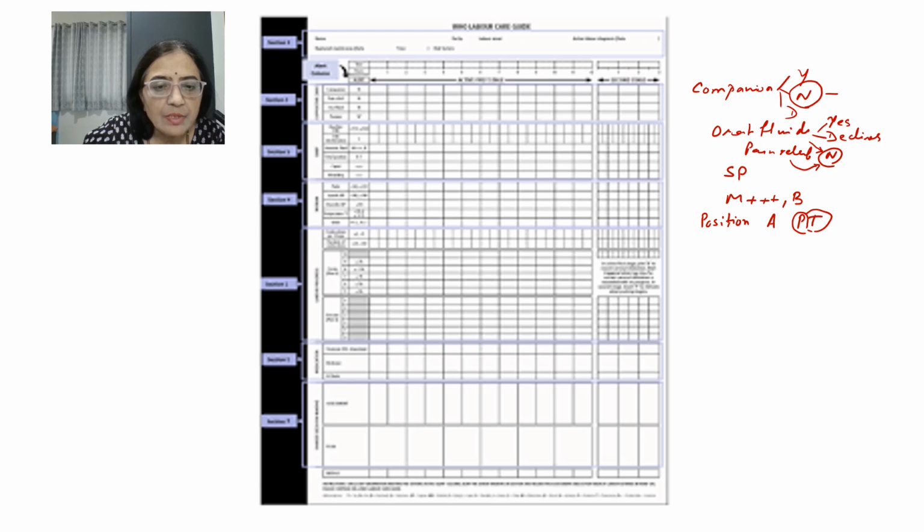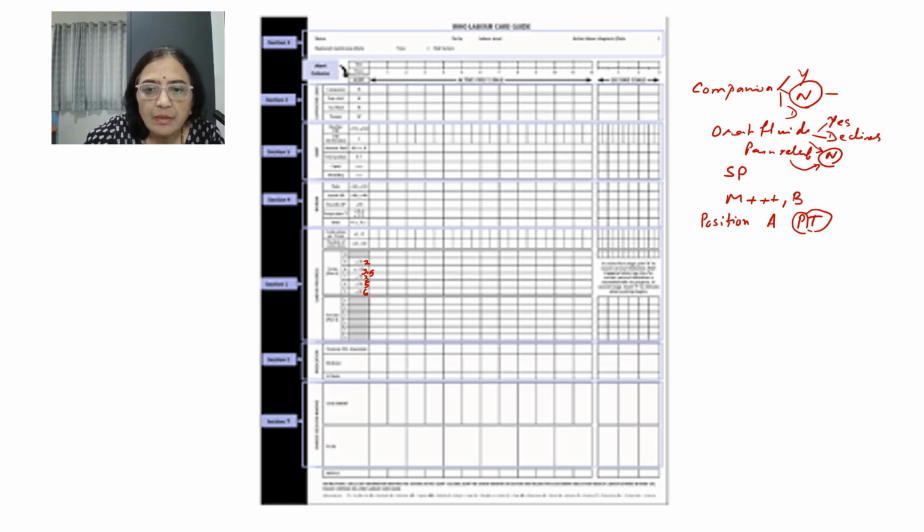Progress of labor, we have cervical dilatation starting from 5, and these are the alerts. So I will try to write. For 5 it is... 6. For 6 it is 5. For 7 it is 3. For 8 it is 2.5. And for 9 it is 2. So these are the alerts.